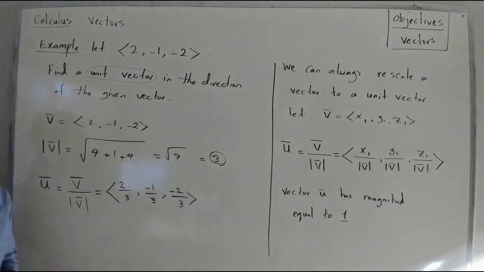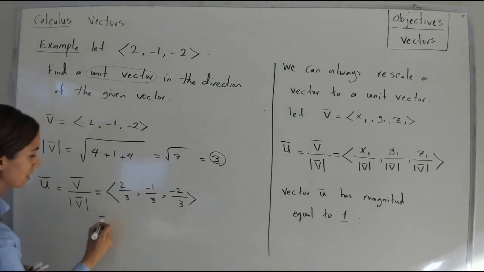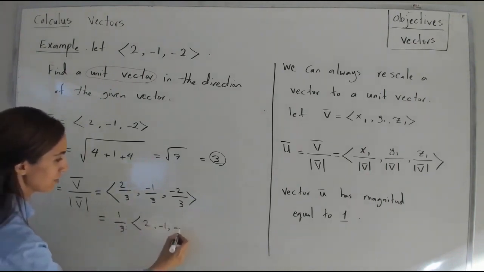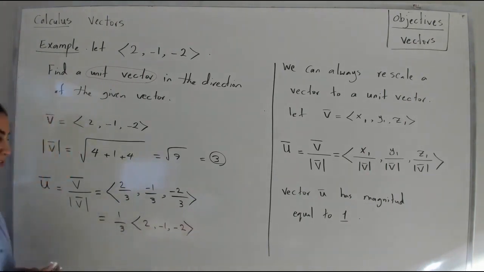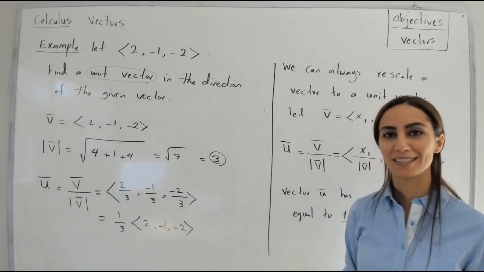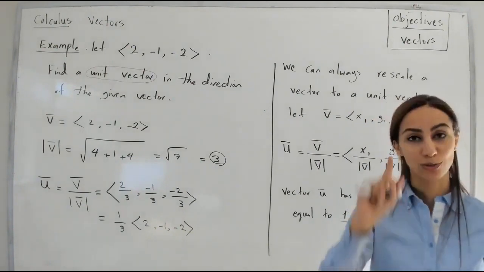So in a sense, we are doing a scalar multiplication. What is that scalar? That scalar is a third. A third times 2, negative 1, and negative 2. Indeed, this vector has magnitude, length, or size equal to 1.